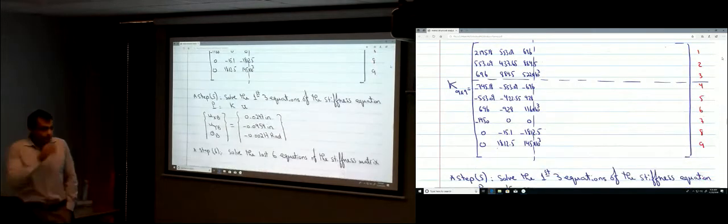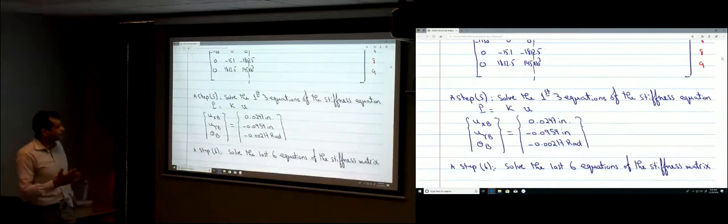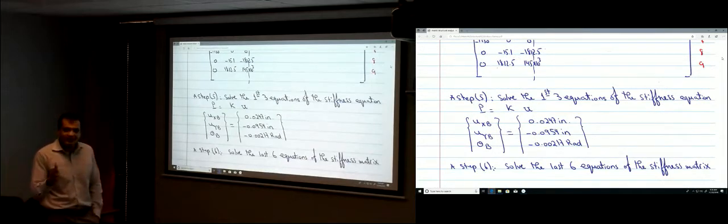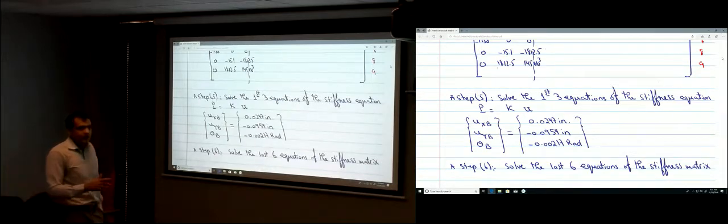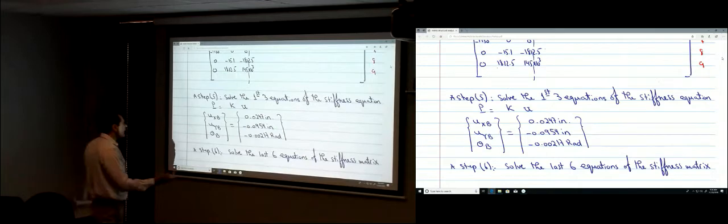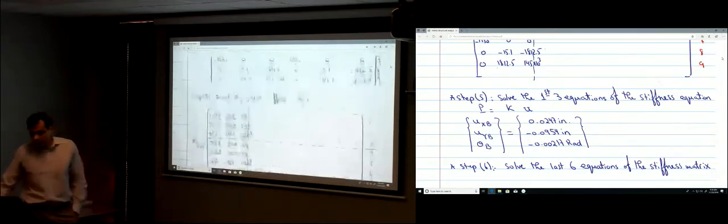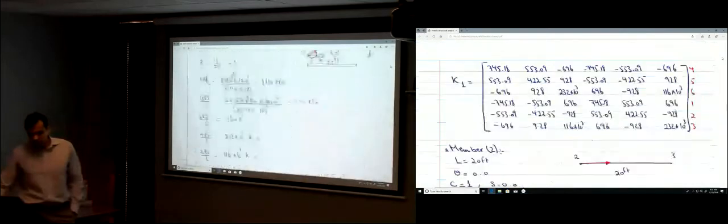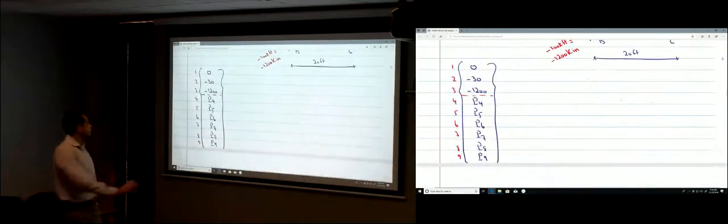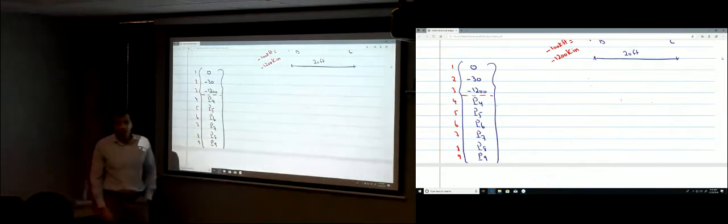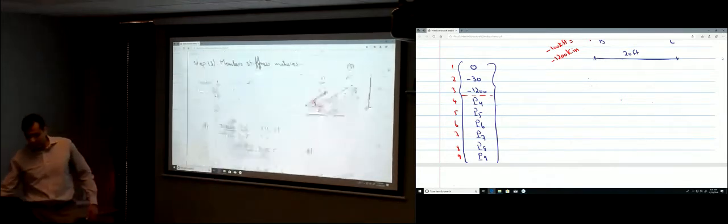And then you solve. Again, I'm going fast here because this is exactly the same as we did in the beams and the trusses. Now you solve the stiffness matrix P equal KU. You solve the first 3 equations. So you have P, those P is equal to K, which is going to be 3 by 3, the first part that we had here.